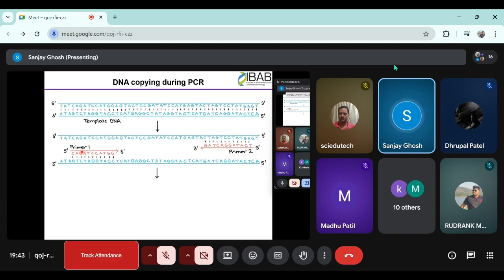And now you have designed primers. One of them is called the forward primer. The arrow means this is the 3' end, right? You can see the reverse primer, the arrow is from right to left.